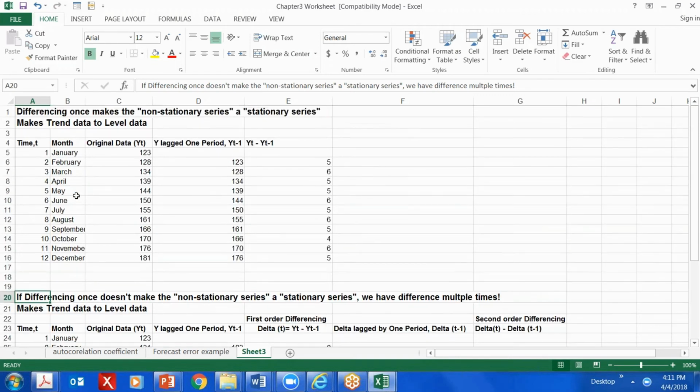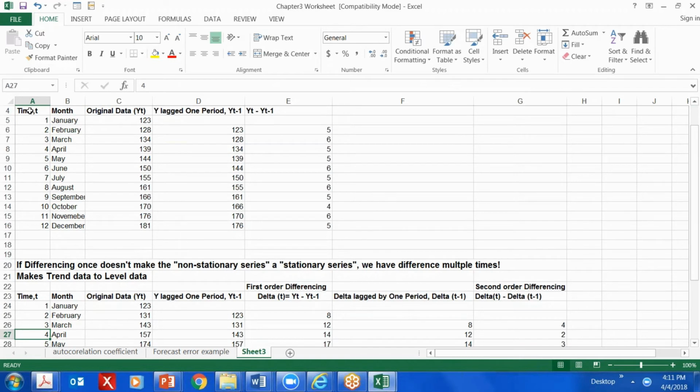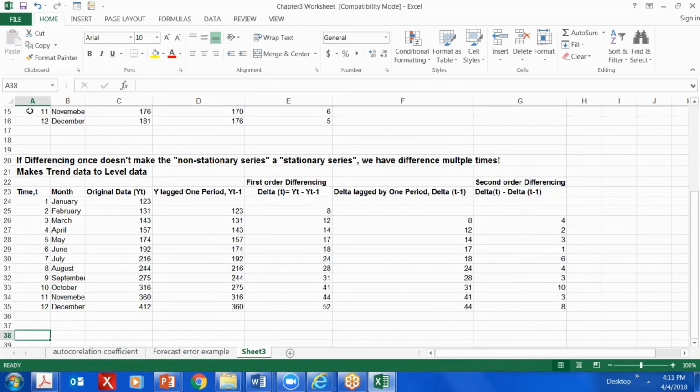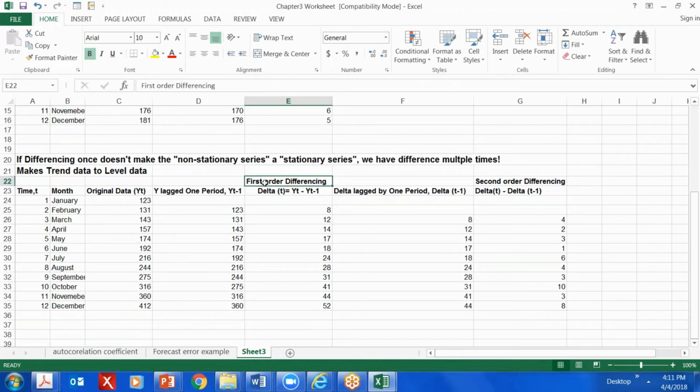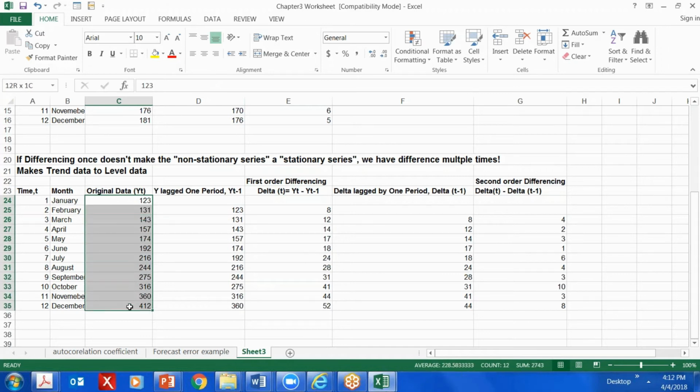In the last example, we saw how we can convert non-stationary series data to stationary series data by differencing it once. But many times, given the complexity of non-stationary series data, we may have to difference more than once. The example here shows how first order differencing doesn't yield a stationary series. It is a similar example, but with the data changed a little bit. So this is the data that we are using. We have steeper increases.